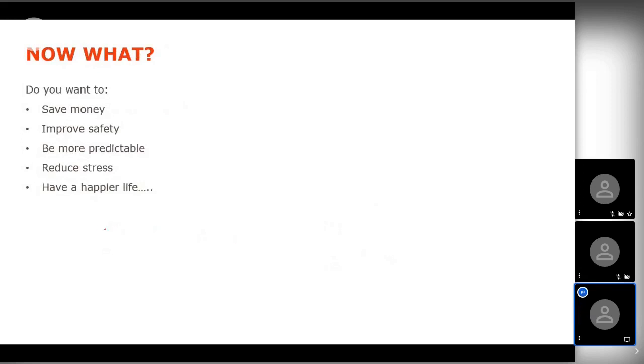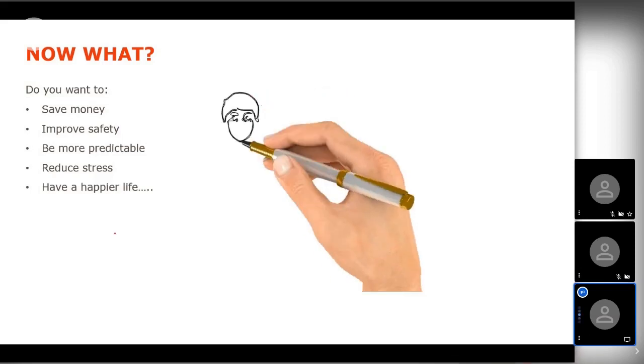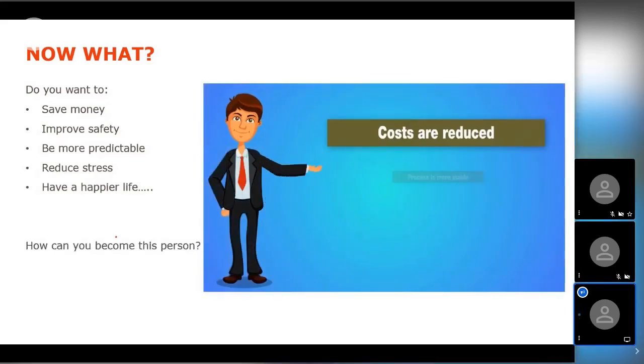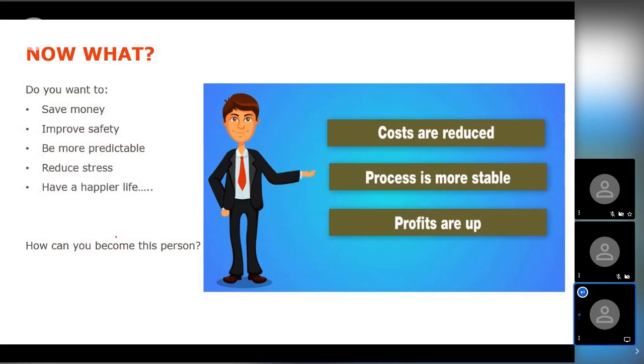So now what? Now what do you do after all of that? So if you want to save money for your business, because that's ultimately our aim, we all want to improve safety. We want our plant more predictable so we can plan better. We don't want to be stressed. We want to be happier. If you want all of this to become our manager now, rather than the person who is following somebody who has spent 2 years looking great but really messing up our plant, I'm hoping you know now what to do.